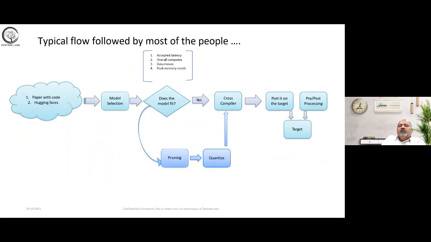Moving forward, the typical flow followed by most people: when it comes to model selection, people go to open source models. The ML, vision and NLP communities are pretty good at sharing information, unlike earlier. We have Papers with Code kind of repositories, Hugging Face and many more sources for models. Once we take that model, the immediate question is: does the model fit my needs? How do we decide?